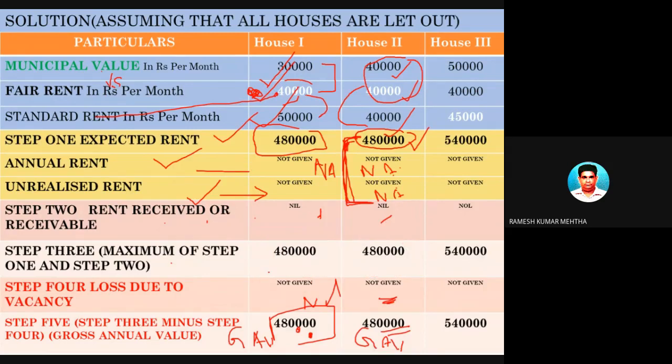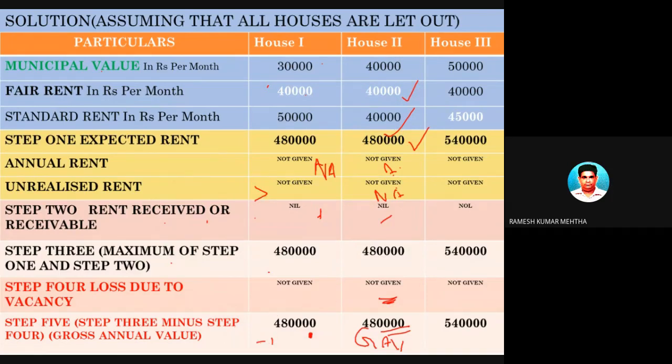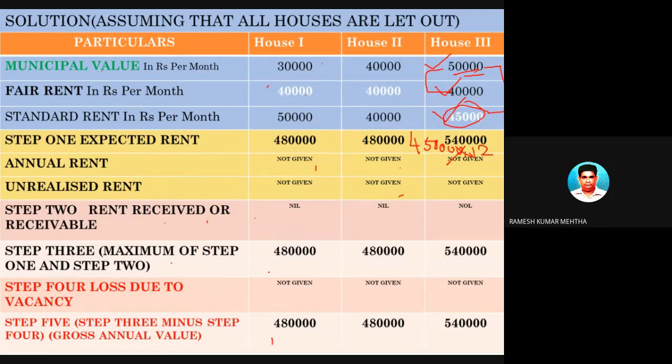Now let's talk about the gross annual value of house property 3. Let's calculate it. In the third house property, the municipal valuation is 50,000 rupees per month. The fair rent is 40,000 per month, and the standard rent is 45,000 per month. Of the first two, whichever is highest is 50,000. Compare this 50,000 with 45,000, whichever is lowest, which is 45,000. So this is the expected rent per month. 45,000 into 12 is 5,40,000, which is the expected rent.